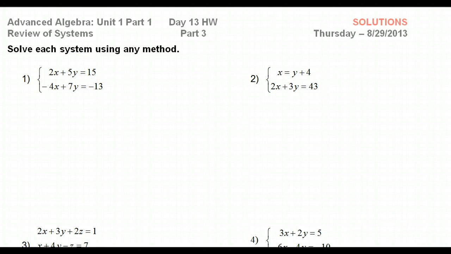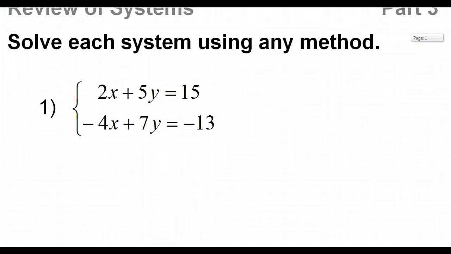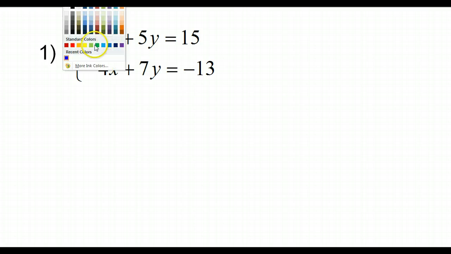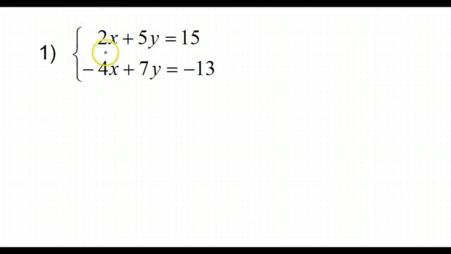Even though they say any method, really one method is going to stand out for this one, and that is elimination. I notice that all variables have a coefficient other than 1. So substitution would probably give us ugly fractions, so let's not go there. Let's eliminate, for example, the x's. If I were to take this equation and multiply it by positive 2, watch what happens.